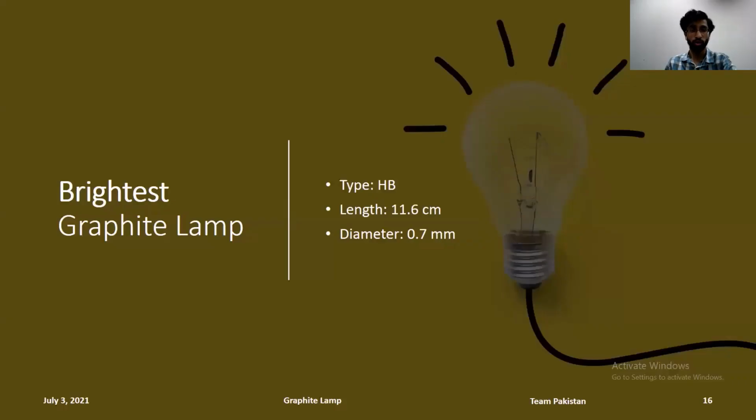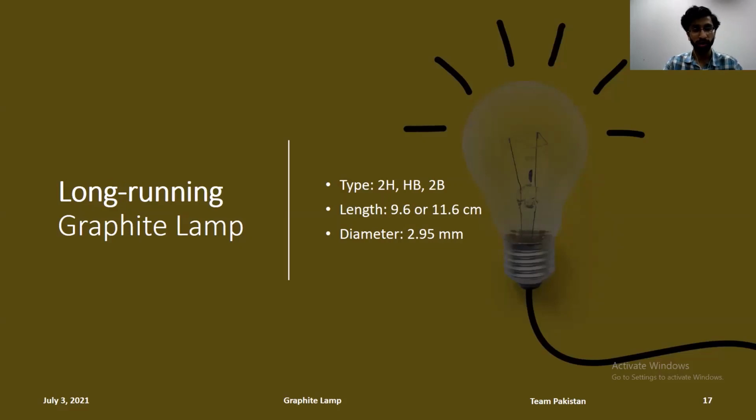Okay, so just to conclude and move towards a summary, we have the brightest graphite lamp at type HP, length 11.6 centimeter and diameter 0.7 millimeter. This is the conclusion for all those results that I just pointed out in the graphs. And the long-running graphite lamp would be with type 2H, HP, and 2B.